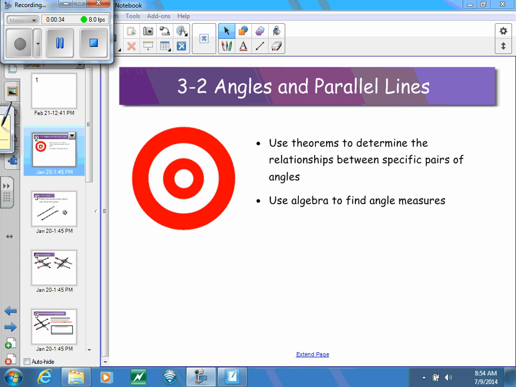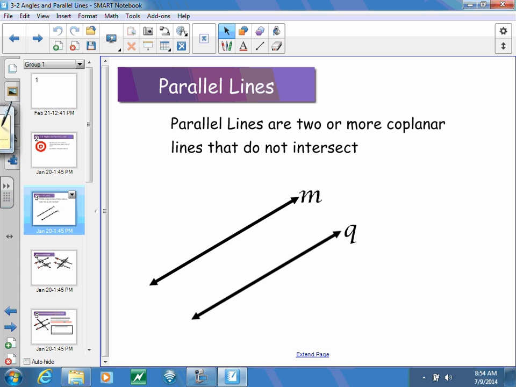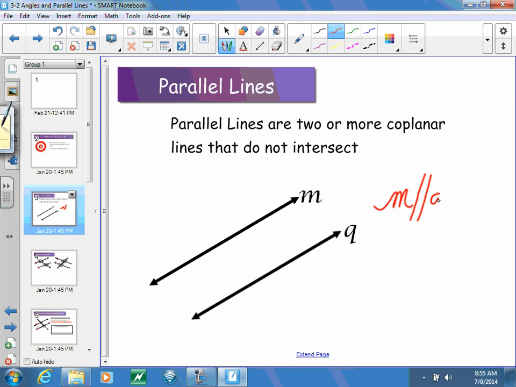So here we go. Just a reminder, parallel lines are when two lines are coplanar and they do not intersect. So you have two lines that are never going to cross. We talked about here how line M and Q are parallel to each other. There's our notation, and a lot of times you'll just see some arrows noting that these two are parallel to each other. Parallel lines is something that you cannot assume. It has to be given to you.